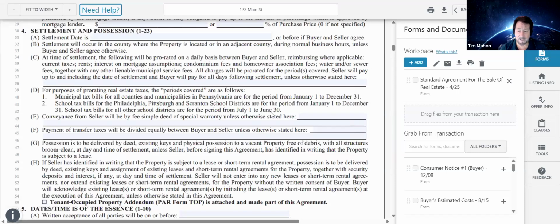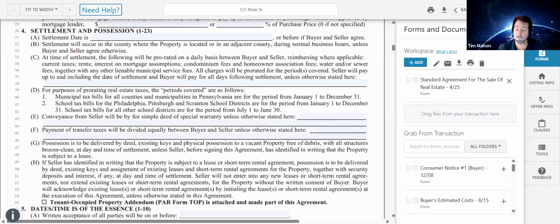This just explains how taxes are broken up. It's real simple. County municipal taxes run the calendar year, January to December. School tax runs the fiscal year, which is from July 1 to June 30th. Okay. And title companies know all that. Fee simple deed of special warranty is how it's usually transferred when you're dealing with residential real estate.